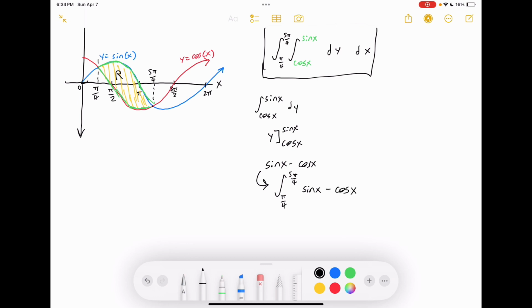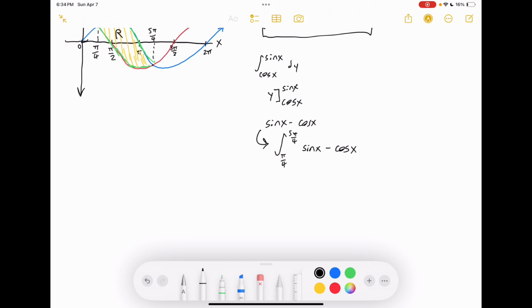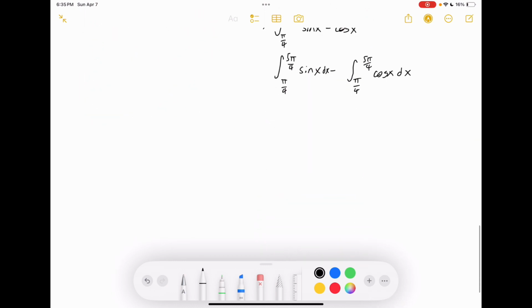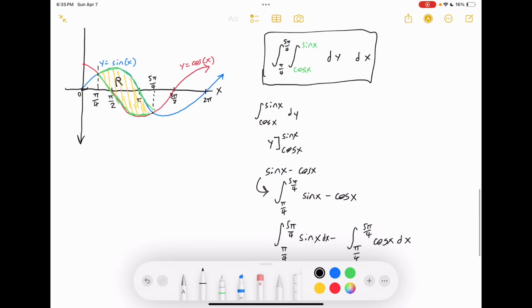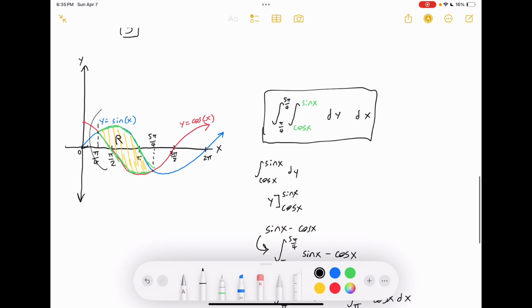Now, notice something interesting about this. If you separate this out, you actually get the integral from pi over 4 to 5 pi over 4 of sine x, minus the integral from pi over 4 to 5 pi over 4 of cosine x, and these are both dx, of course. And that's really interesting, because if you remember from BC last year, if you were told to find that area R in BC, you would have done it like this.